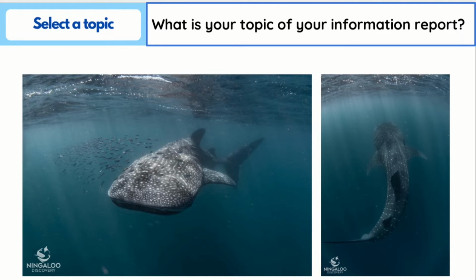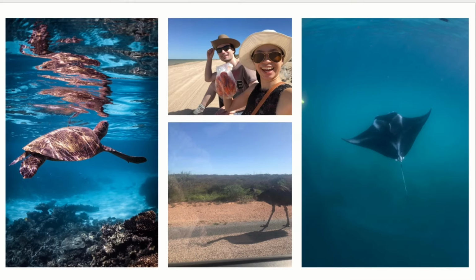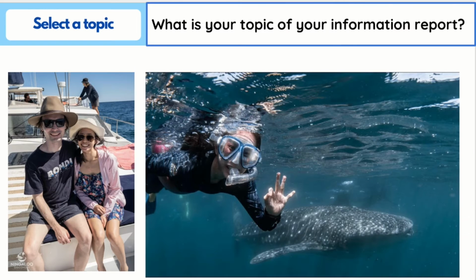And there is a reason why I am writing about whale sharks, and it's because in the holidays, I actually got to swim with them and snorkel with them. So my husband and I went over to Western Australia and we got to swim with whale sharks. So I've selected my topic. I know what animal I'm going to write about. Now, we did go and see and swim with turtles and manta rays, and we got to see an emu, and we got to eat a bag of prawns as well. But I do love swimming with whale sharks, so that's the animal I'm going to pick.